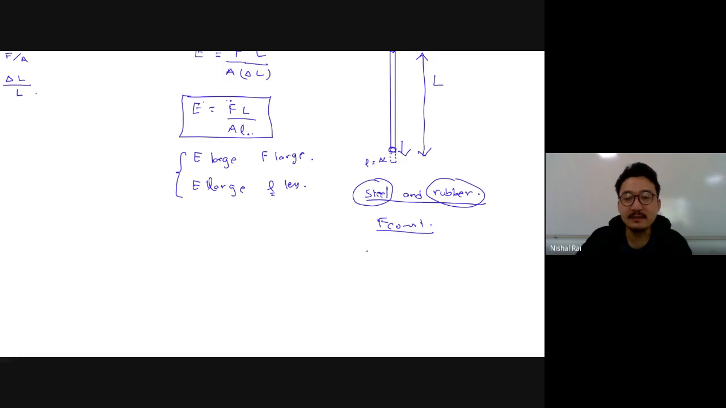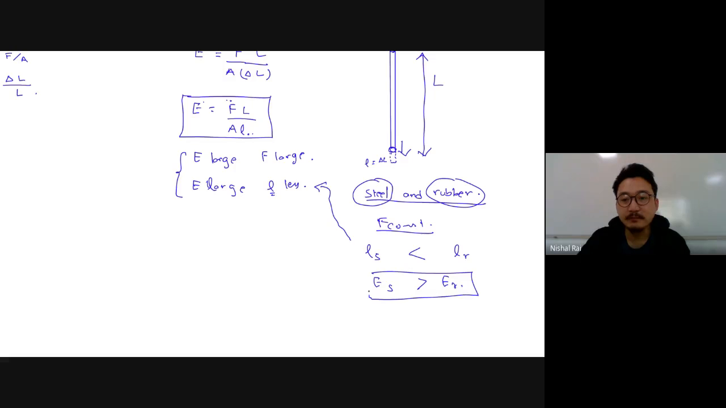let's write this: the change in length of steel, this of rubber. We can say the change in length of rubber is larger. The change in dimension of rubber is larger as compared to steel. Which means what? We can make a deduction from here. The Young's modulus of which one will be larger? Because this is inversely proportional, Young's modulus of steel is larger than Young's modulus of rubber.